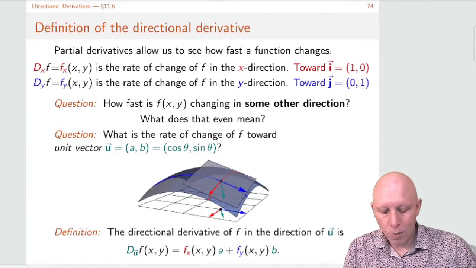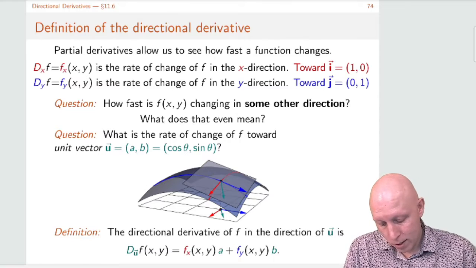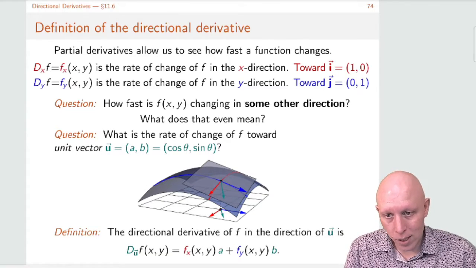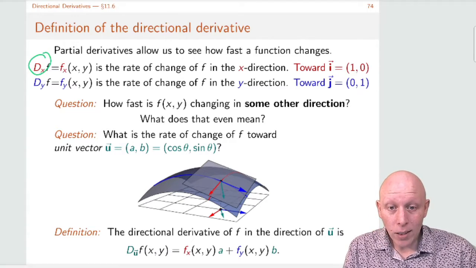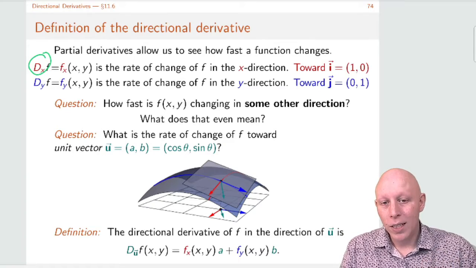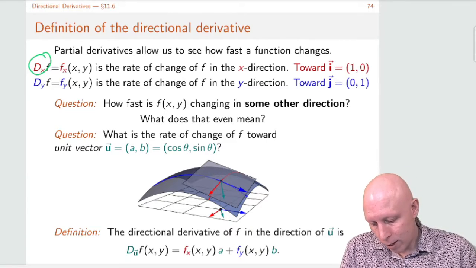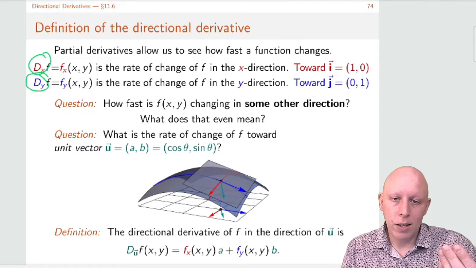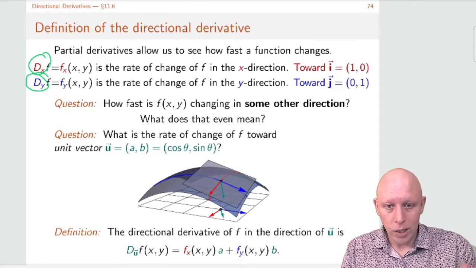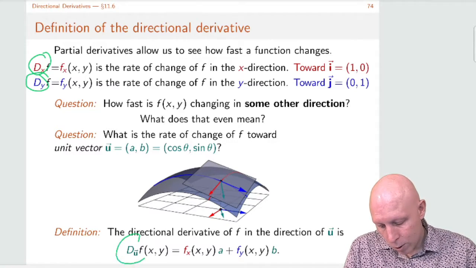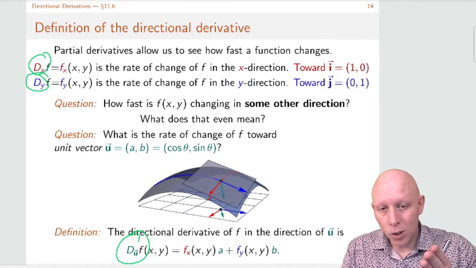All right, and so here's our formula for what the directional derivative is. So up here we wrote d sub x to represent a derivative in the x direction, or a derivative towards 1, 0. And we've written d sub y to represent a derivative with respect to y, so only in the y direction. Here we're going to write d sub u to be a directional derivative.